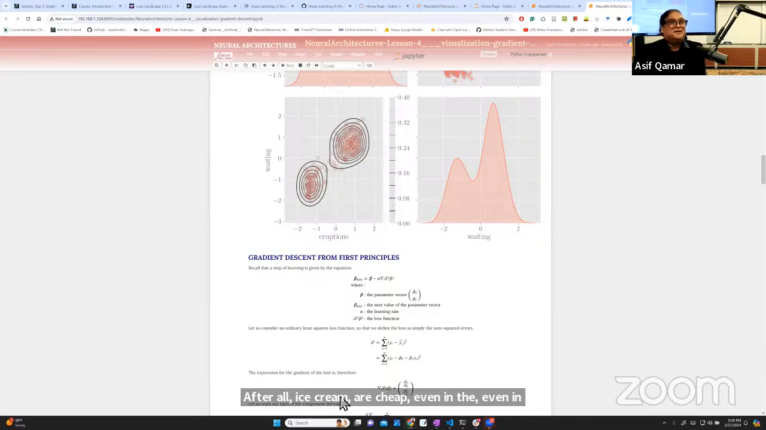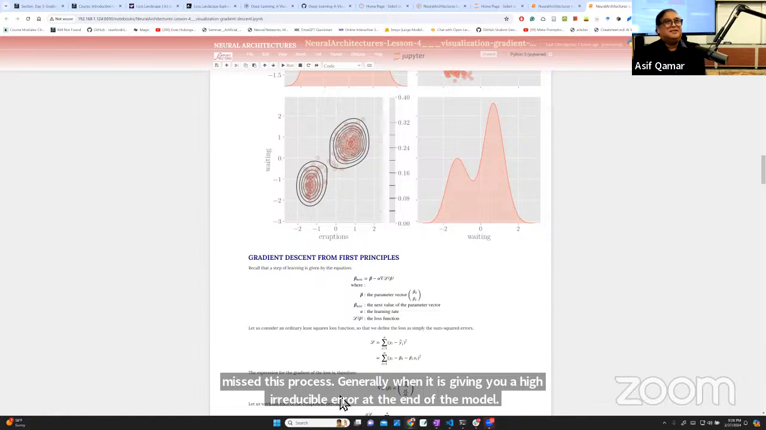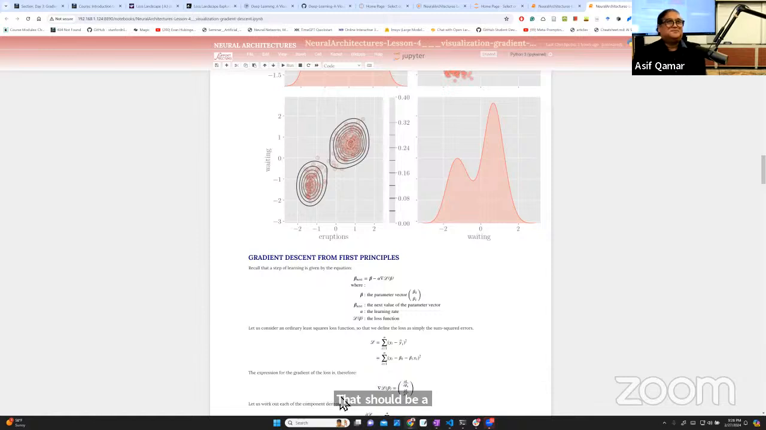So is there a way for the model to know that you have missed this parameter? Generally, when it is giving you a high irreducible error at the end of the model, that should be a clue that you don't know enough. That's the biggest clue. Oh yeah, it cannot know. It's like us, right? We don't know. There are so many things we don't know. So you really have to keep experimenting to see which is the parameter.